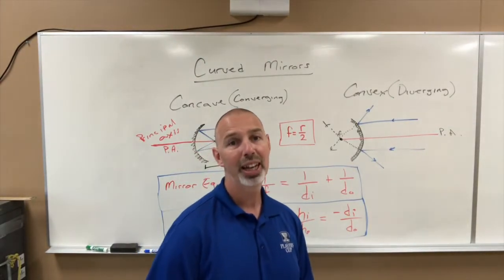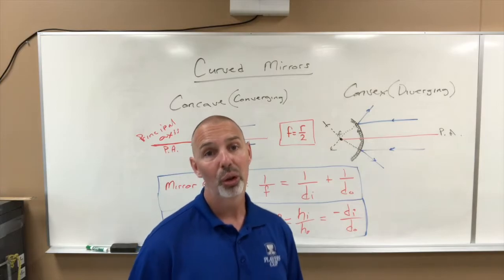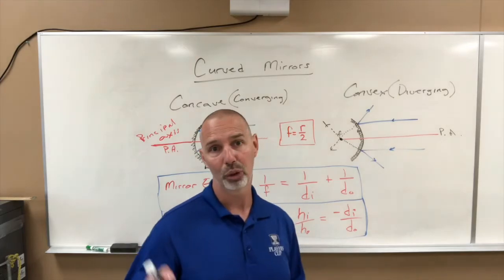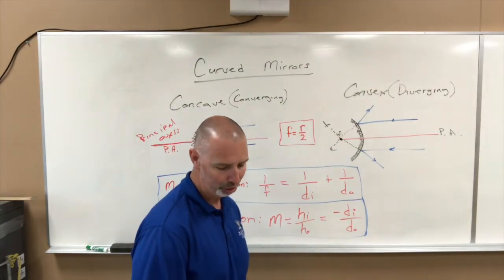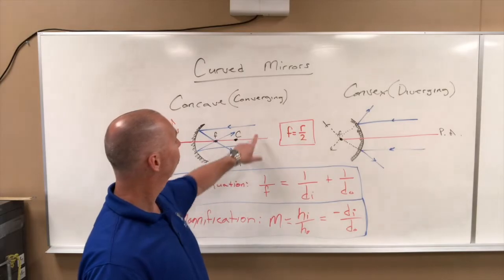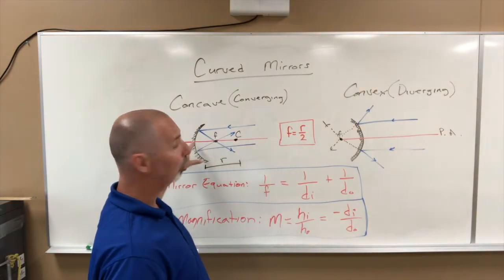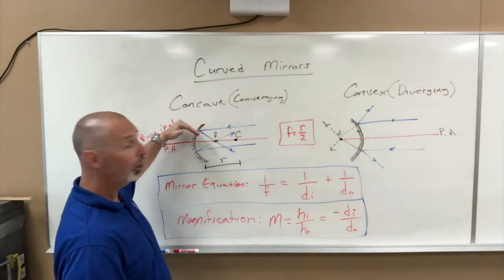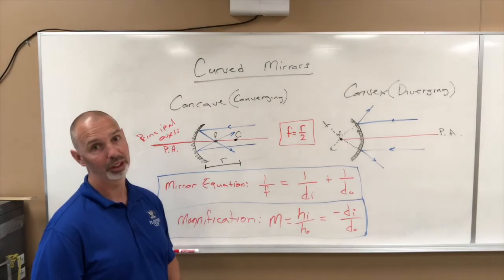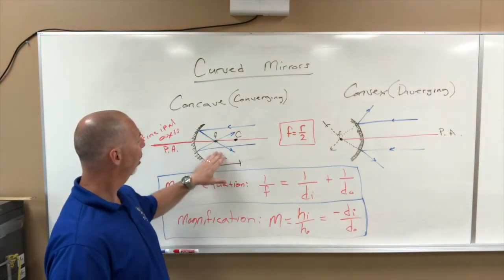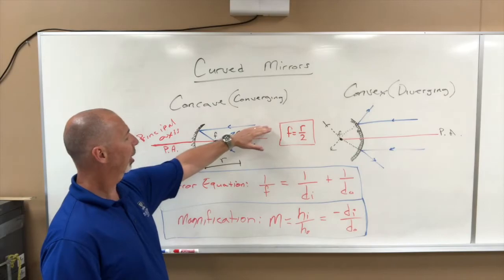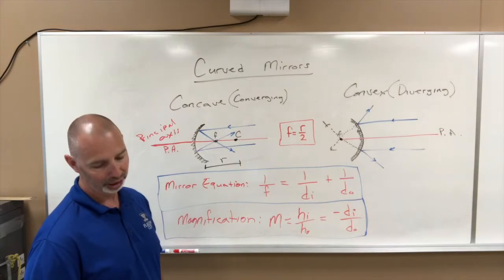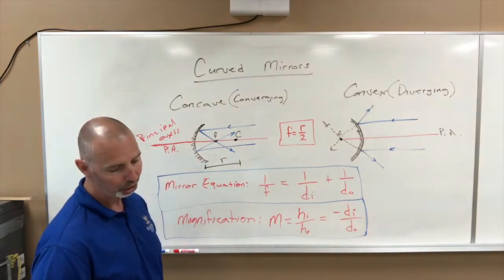Okay, the first rule, and again, write these down if you need to, but you do need to remember these rules. And the rules are the same for convex or concave mirrors. The first rule says that a ray that is parallel to the principal axis, so any ray that's coming in parallel to the principal axis will get reflected through the focal point. Has to. Okay, so that's rule one.